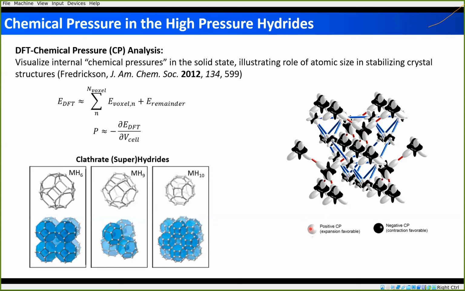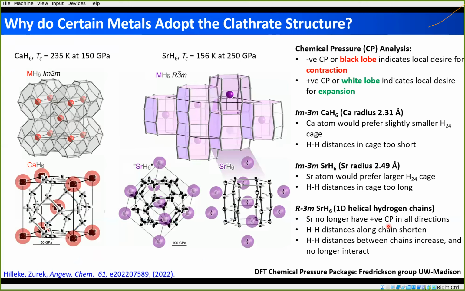And from that, you get these plots where the white denotes that you have a positive chemical pressure. So that means you would want to expand along that direction. And the black means you have a negative chemical pressure where you want to contract along that direction. So we have carried this out, for example, for calcium H6 versus strontium H6.